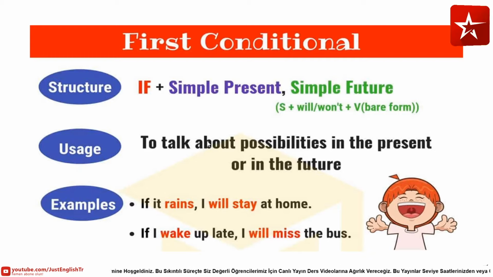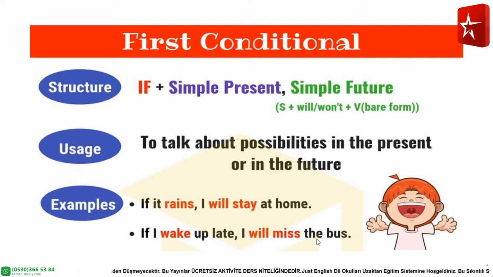For example, if it rains, as you see here, it rains is present simple. If it rains, I will stay at home. Why? Because if it rains, I will stay at home. If I wake up late, I will miss the bus. For example, if you sleep a lot and don't wake up on time, of course you will miss the bus.